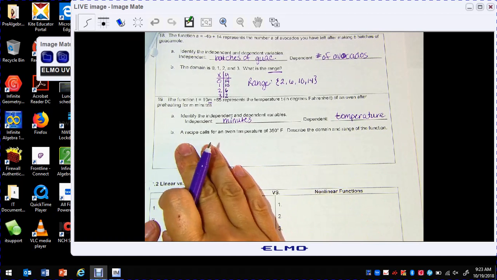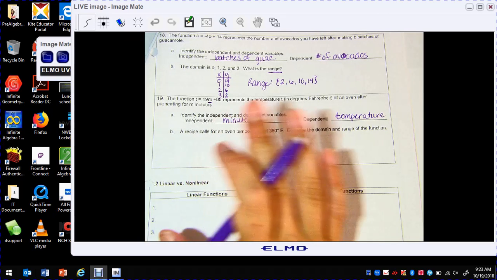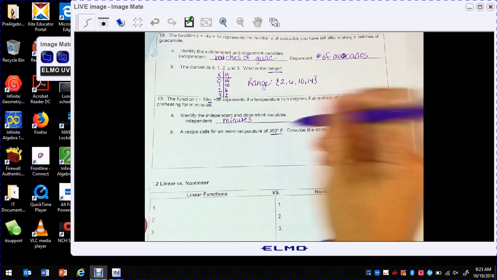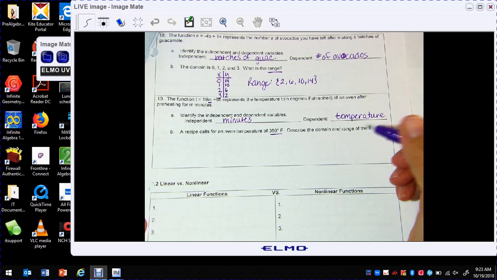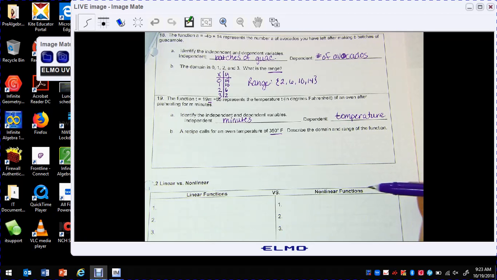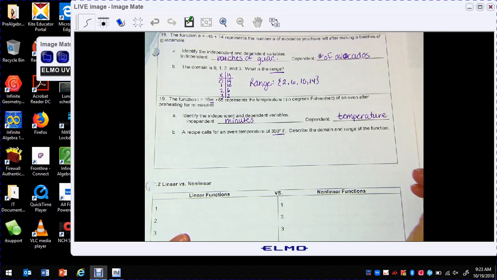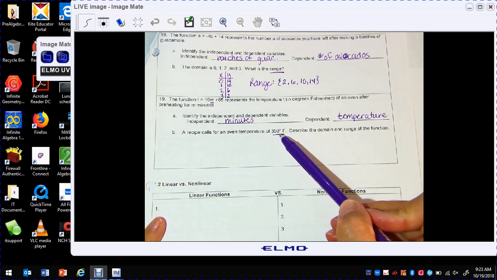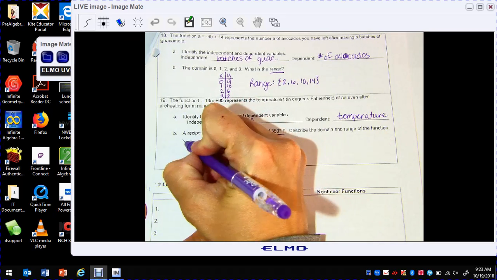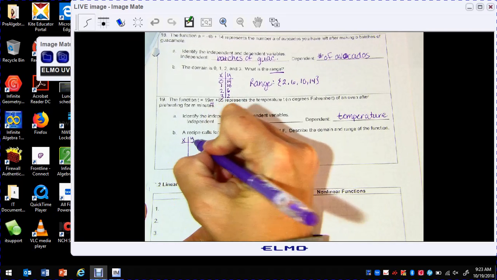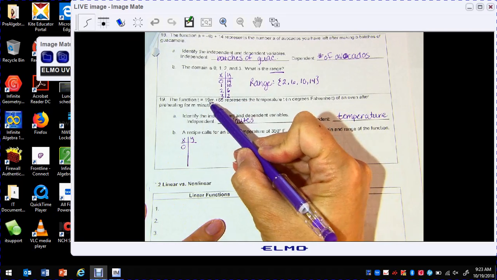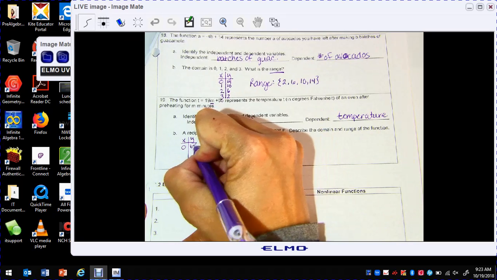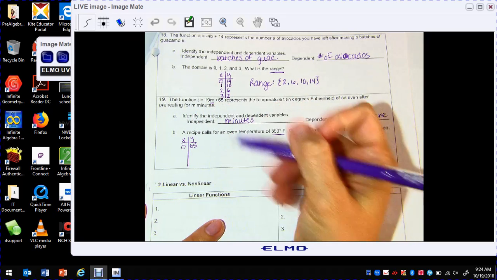Okay, and now this calls for a recipe. The recipe calls for the oven to be 350 degrees Fahrenheit. We want to describe the domain and range of the function. So I want to find my domain and range. I know the highest temp is going to be 350. So I could do a chart. At 0 minutes, I know the temperature of the oven is going to be 65 because 19 times 0 plus 65 is going to be 65.